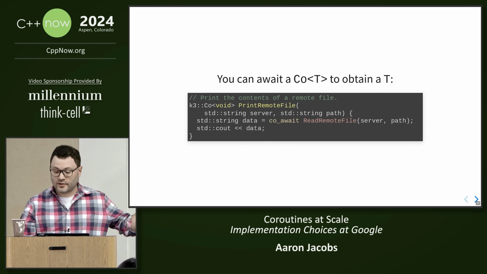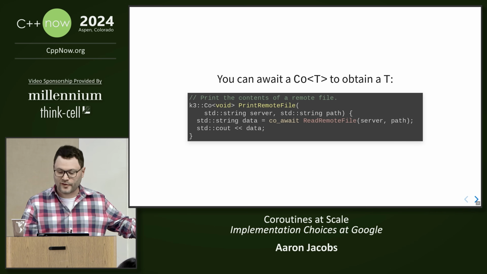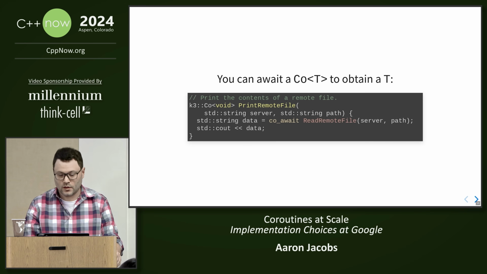So here's a contrived example of a really basic coroutine using the library. We can co_await the result of a function called ReadRemoteFile to wait for it to give us the data, then resume afterward and print its data. Pretty standard looking coroutine.